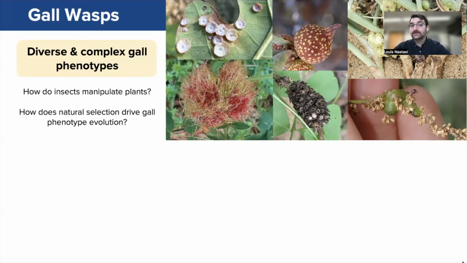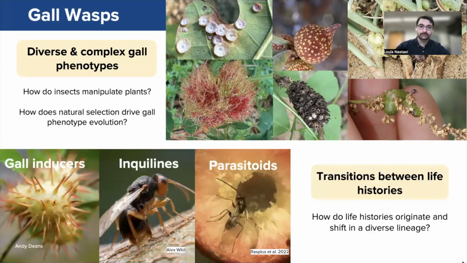And examining how these phenotypes develop and how these insects are affecting plants allows us to investigate both basic questions like how insects manipulate plants, all the way to much more directed and structured questions like how natural selection drives the evolution of gall phenotypes. And gall wasps are also very interesting because they have transitions between many different life histories all across their phylogeny.